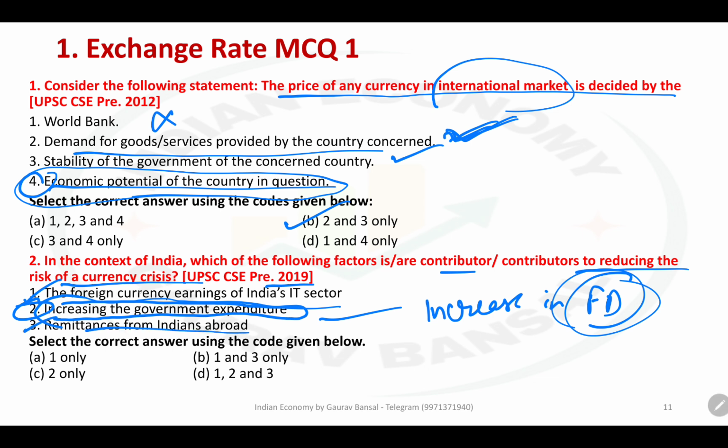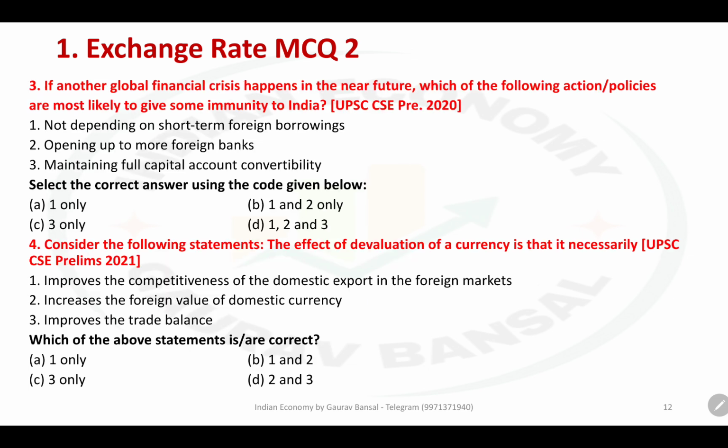Remittances from Indians abroad. So as I said, anything which gives you earning is going to improve the currency crisis risk. Okay. So the answer would be B, 1 and 3. So let us look at the next question.